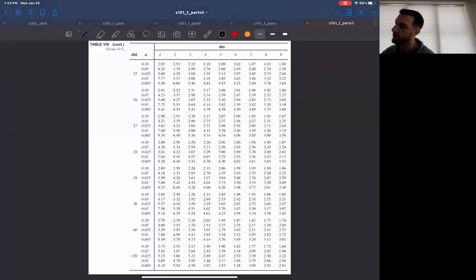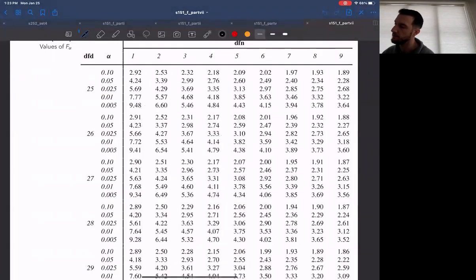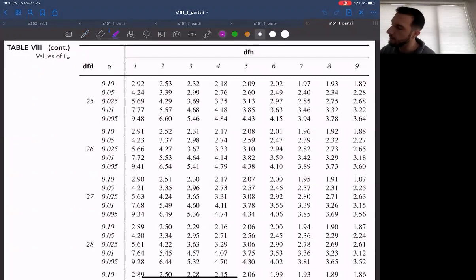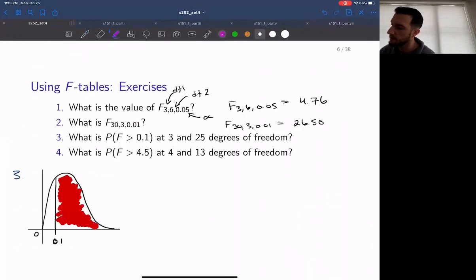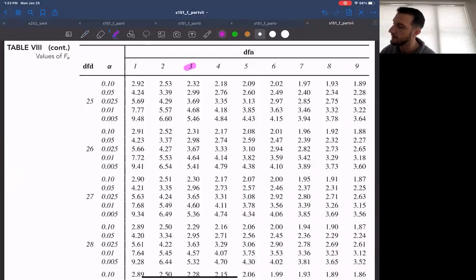All right. So here's page 7 of our F table. Here's our DF numerator, which is 3, and here's our DF denominator, which is 25. Now to find the p-value, we are going to work within the block of numbers that are given here.